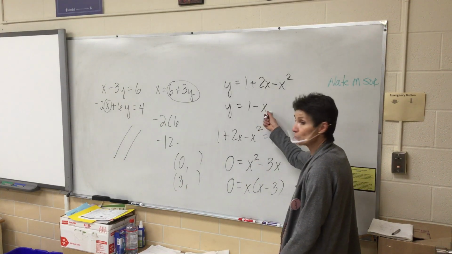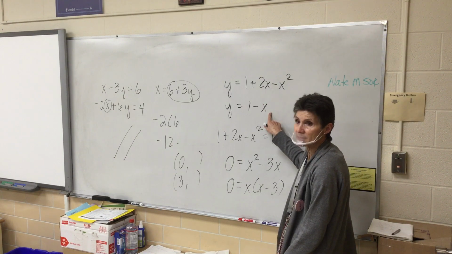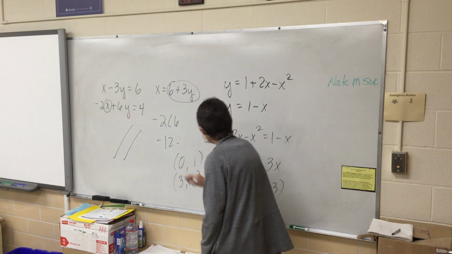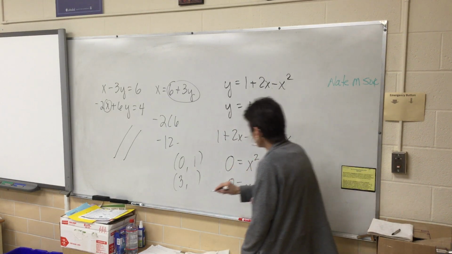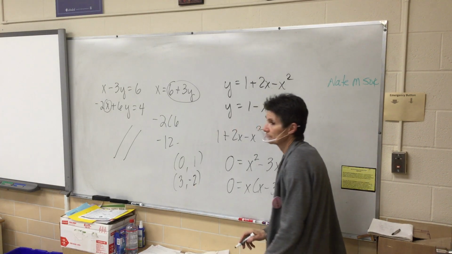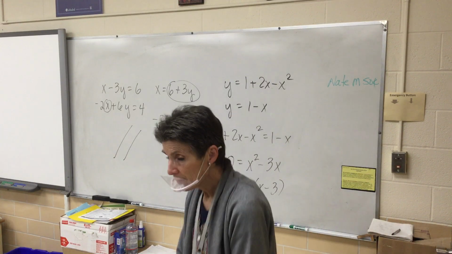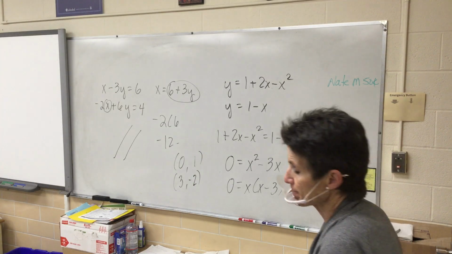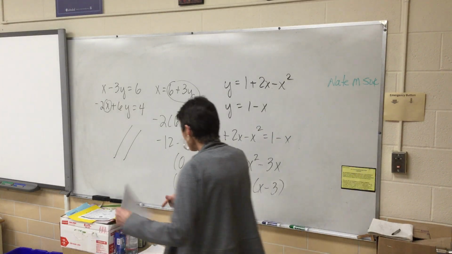Now come right up here. You can plug it in anywhere. Let's plug it in the easy one. So 1 minus 0 is 1. And 1 minus 3 is negative 2. Anybody have a question about substitution? Easy. Okay, same kinds of problems now.